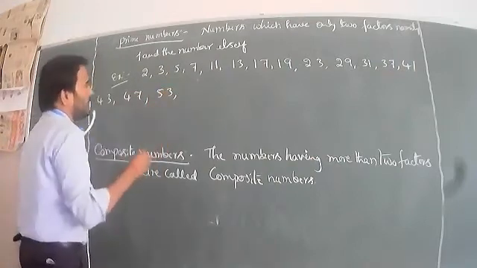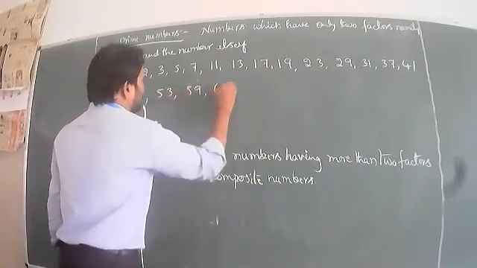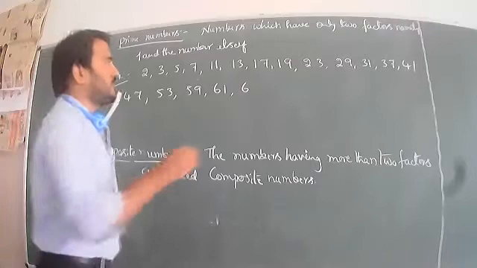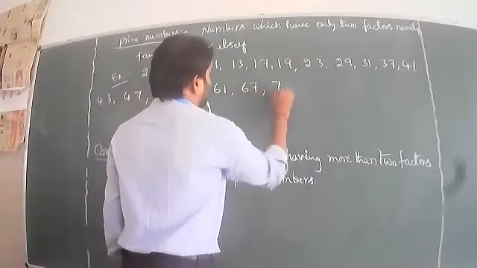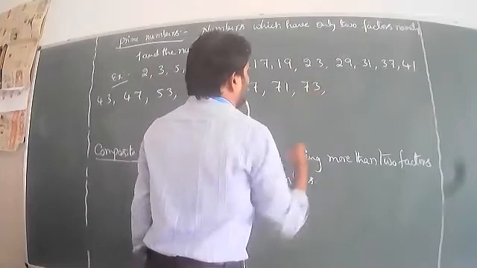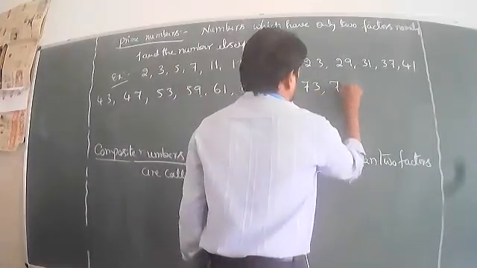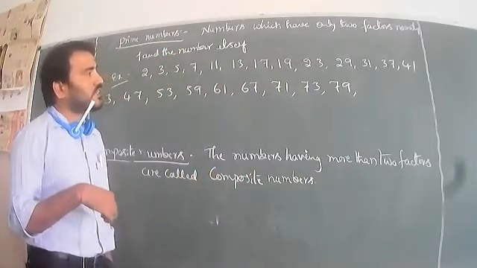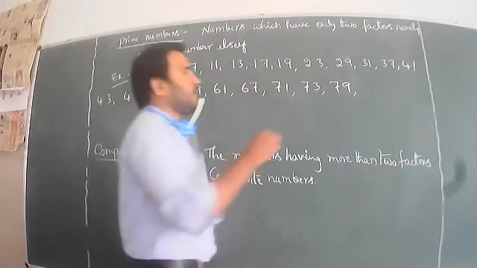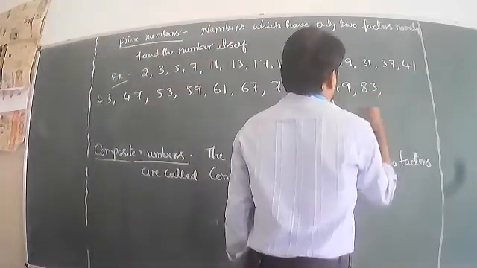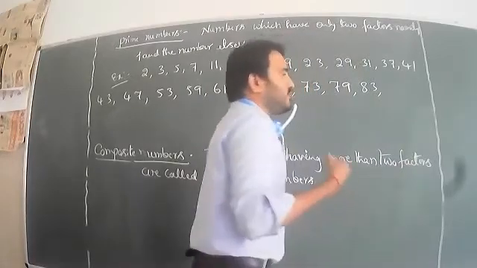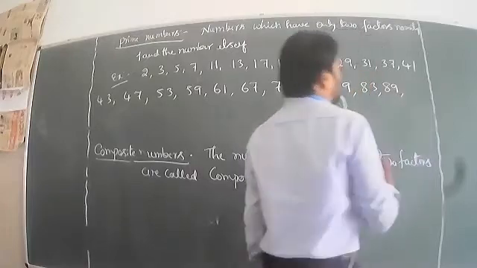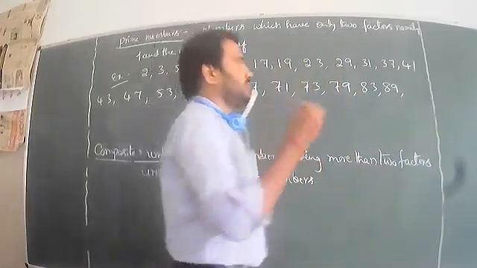53. Next, 59, 61, 67. Next, 71, 73. Okay, 79. Next, 83. 87 is not there, 87 can be divided. Okay, 89. Then 97.